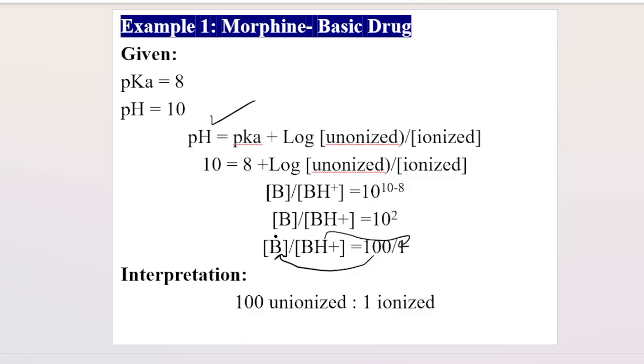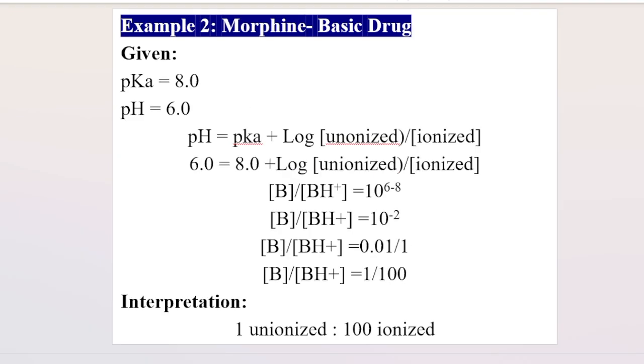You can see that in the numerator there is the unionized form and in the denominator the ionized form equal to 1. So that means if there are 101 molecules, only 1 molecule will be ionized and 100 molecules will be unionized. That is basically the true story about morphine.